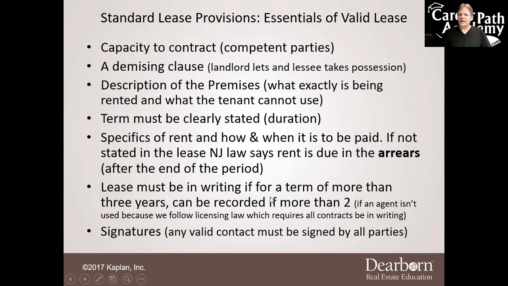Leases must be in writing if for a term of more than 3 years. They can be recorded if they're more than 2. In any case, if a real estate agent's involved, it always needs to be in writing. And then signatures. Everybody needs to sign a lease. You know, everybody needs to sign the contract. You can't have only the tenant signing the contract. Landlord needs to sign it too. Otherwise, you don't have a valid contract there. A contract, in order for it to be enforceable, needs to be signed by everybody.